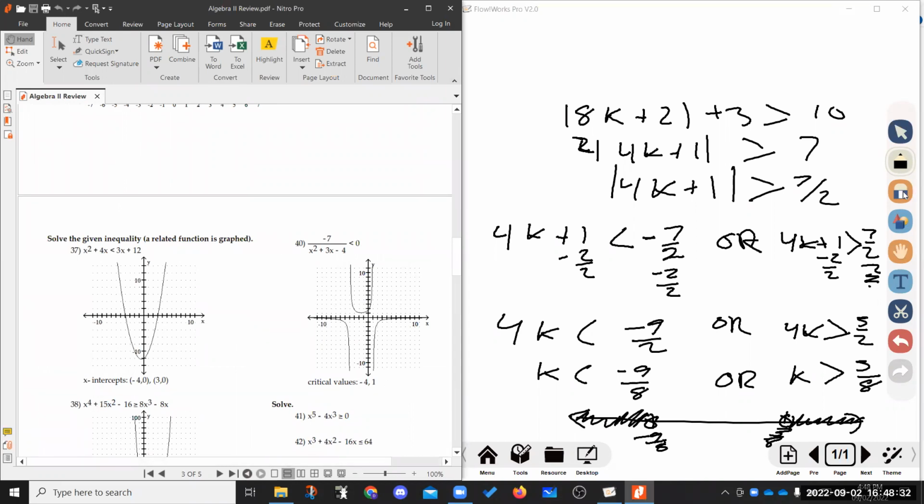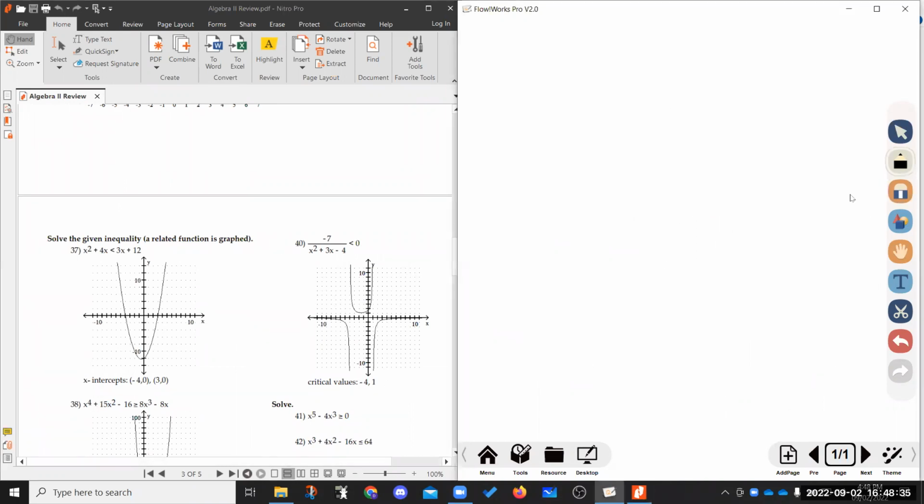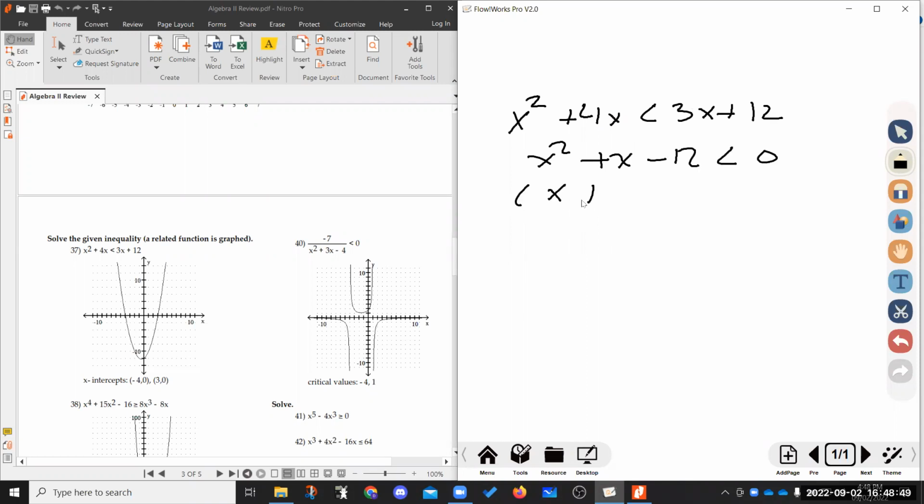Now we're going to look at number 37. X squared plus 4x is less than 3x plus 12. X squared plus x minus 12 is less than 0. I'm going to make this x plus 4 times x minus 3 less than 0.